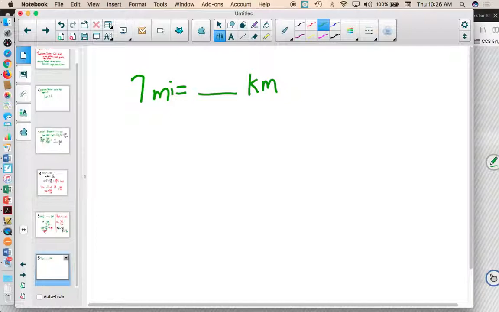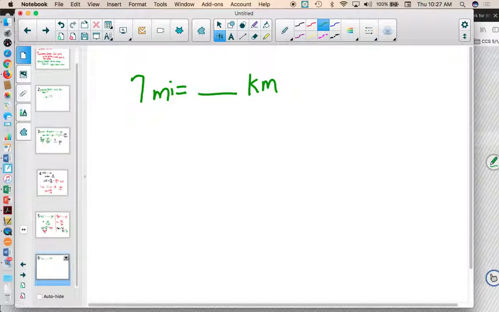Now, if you'll notice on the mathematics reference sheet, there's a U.S. customary to metric, and there's also a metric to U.S. customary. That's going to make a difference which one you use. It's important that you know what you're going from and to. In this case, I'm going from U.S. customary to metric.